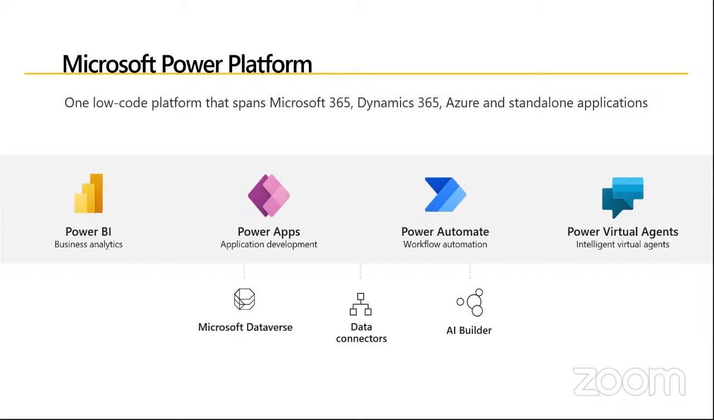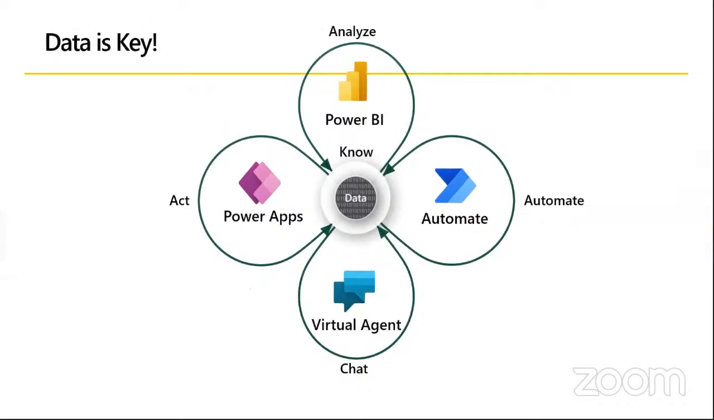So this is a holistic view of what is available for us within the platform. And if we look at all of those four key components, Power BI, Power Automate, virtual agents, or Power Apps, the key here is our data. Everything starts and ends with our data, right?